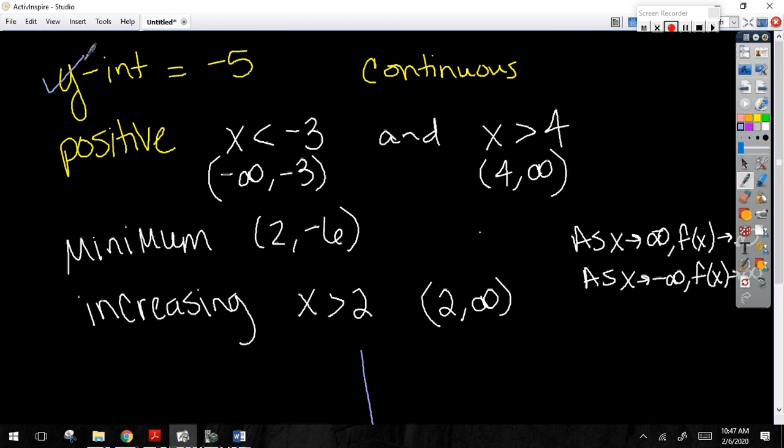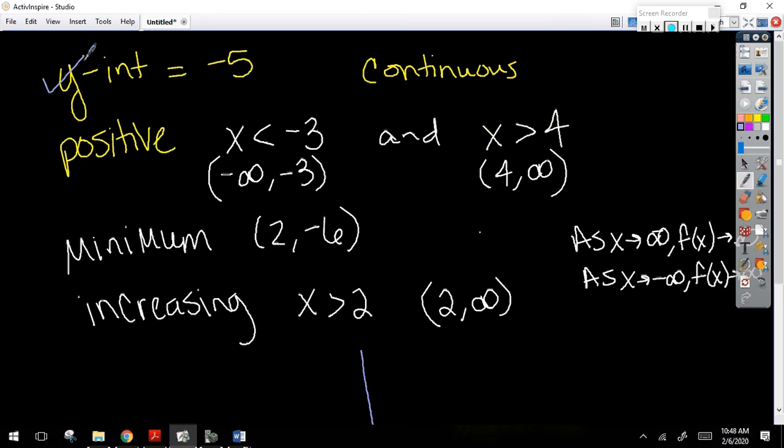At -3 and at 4, that's where it's changing signs. If it's changing signs, going from positive to negative or negative to positive, what's happening at those points? Think about it on a graph. If your graph goes from being negative to being positive, or from positive to negative, what has to happen to make it change? It goes through the x-axis. It has to go through the x-axis.